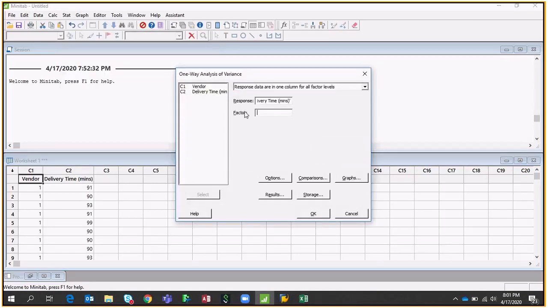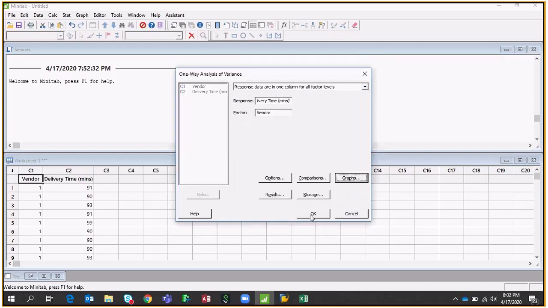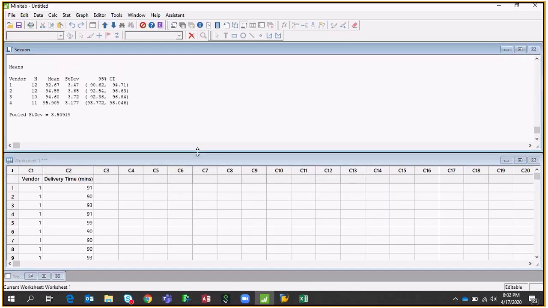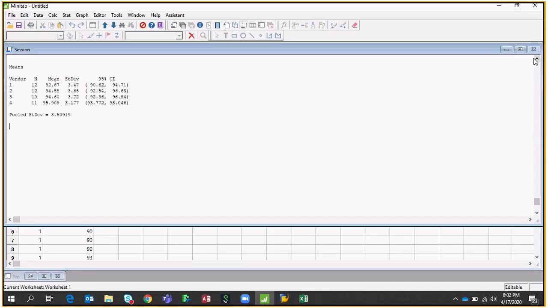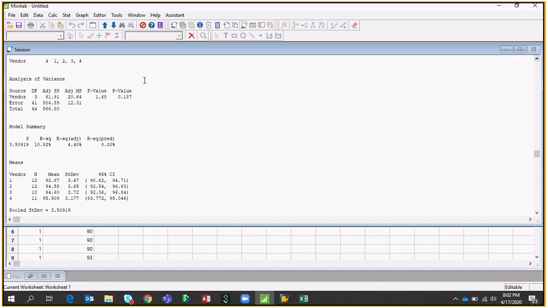In the response column, you have the delivery time. In factors, you have all the 4 vendors, right? In the graph, I'm not selecting anything. For interval also, I will unselect and I will click OK. When you click OK, you will get your results in the session window, right?